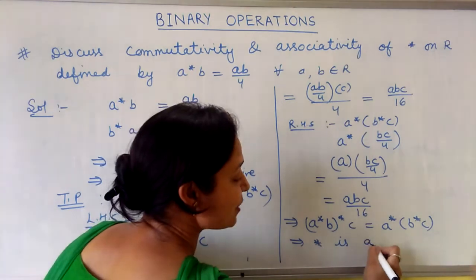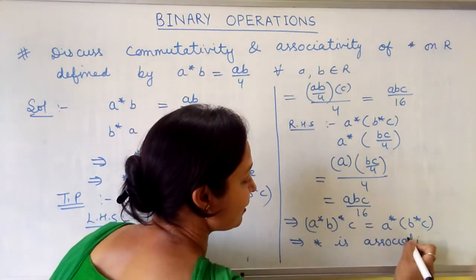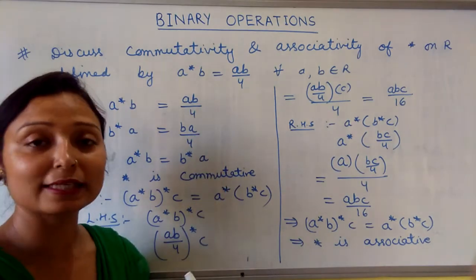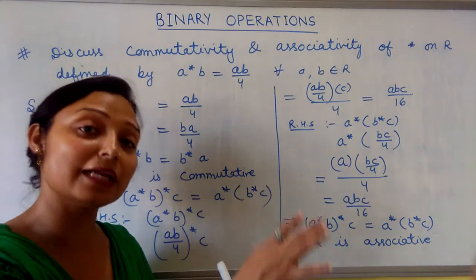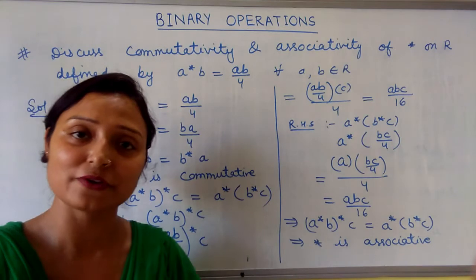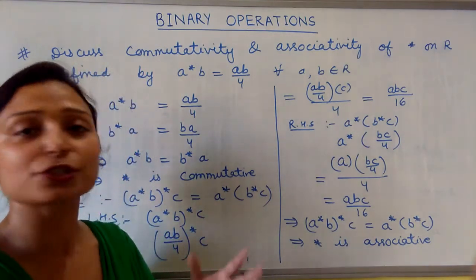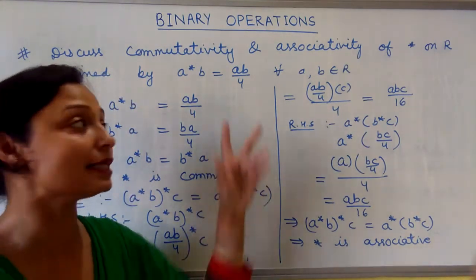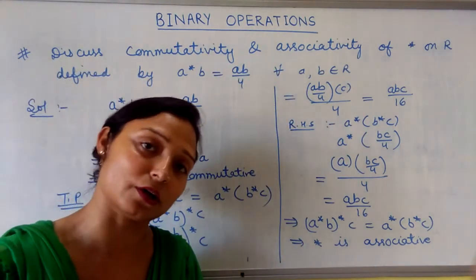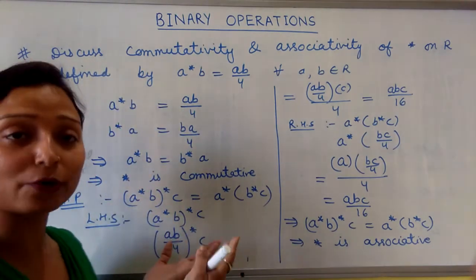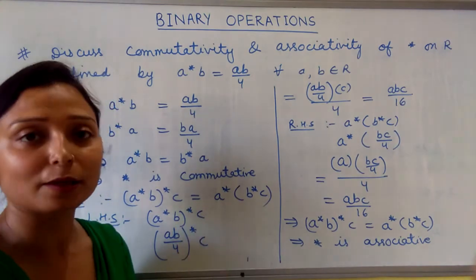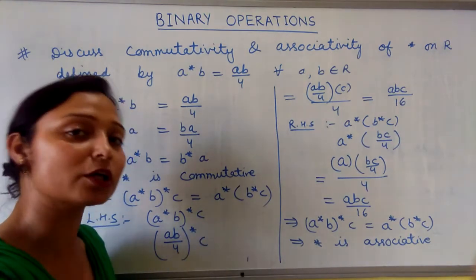Okay, so we have an associative binary operation as well as a commutative binary operation. This operation is both commutative as well as associative. It is not compulsory that all binary operations are associative as well as commutative. It is not sure that both properties are applicable in every binary operation. It may be commutative or associative, or it may not obey associativity or commutativity.